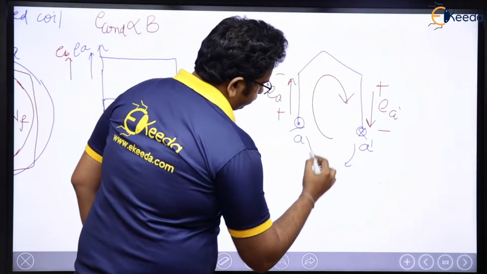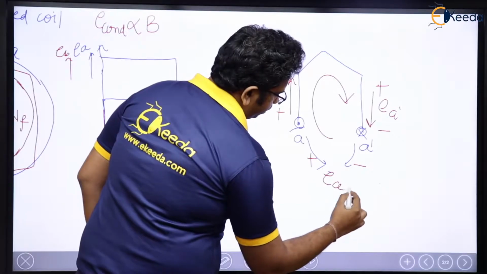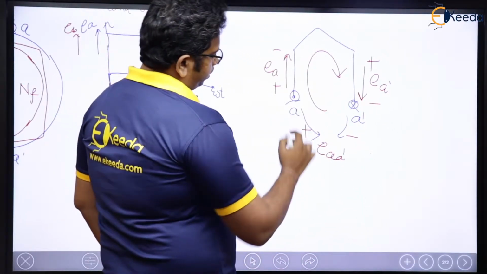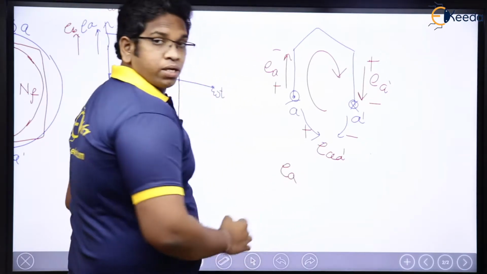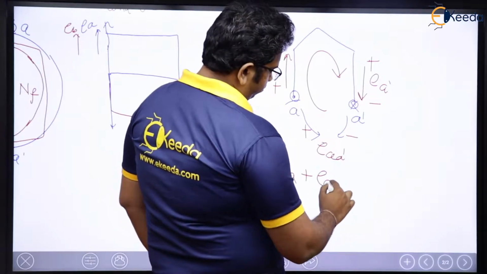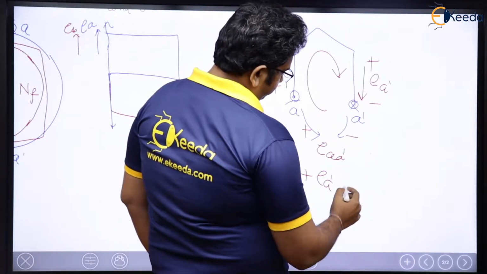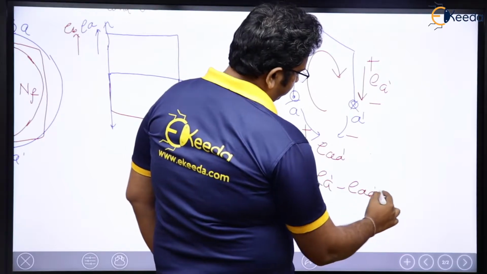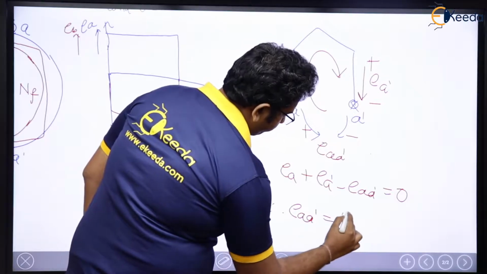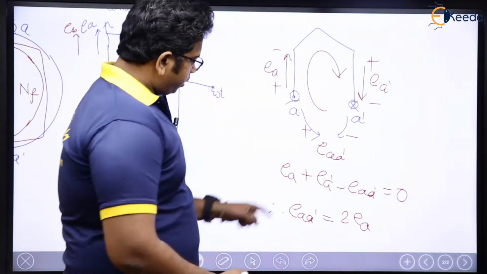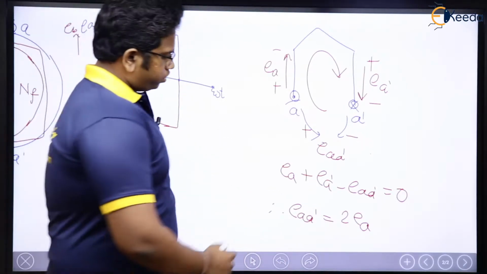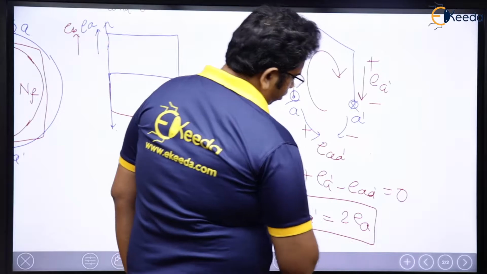You get here, this is going to be plus minus EA dash. So, just simply apply KVL. What is the first sign here? Plus. So, it is going to be EA plus EA, then plus EA dash minus EA dash is going to be 0. Therefore, EA dash is going to be 2 times EA, because the magnitude of EA and EA dash has to be the same. We know that, right? So, I can directly put it this way.